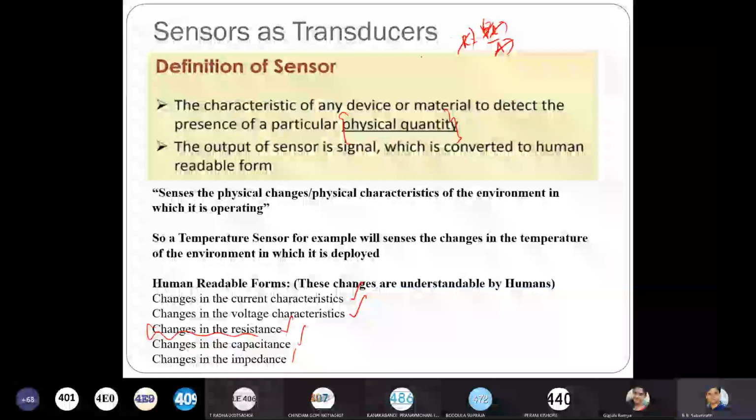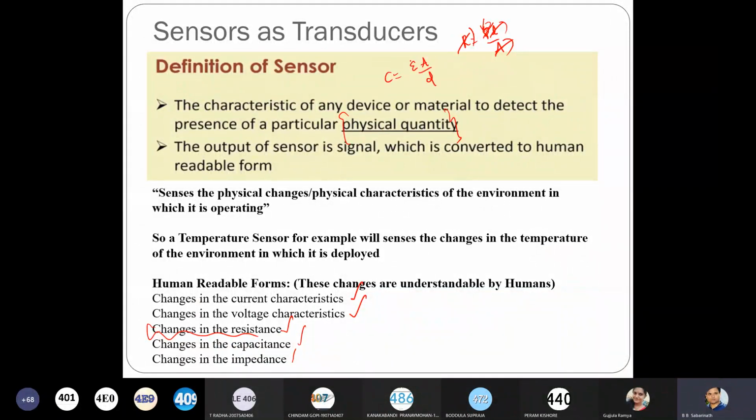Like that, there may be some sensor which operates on capacitive principles. For example, epsilon A by d, you know capacitance, right? Epsilon is permittivity, A is the overlapped area between the plates, d is the distance between the plates. This is a parallel plate capacitor. So what is the effect here? Because of some external parameter, because of displacement, the distance between the plates varies. If the distance varies, definitely capacitance varies. Or maybe because of some external factor, the area between the plates varies.